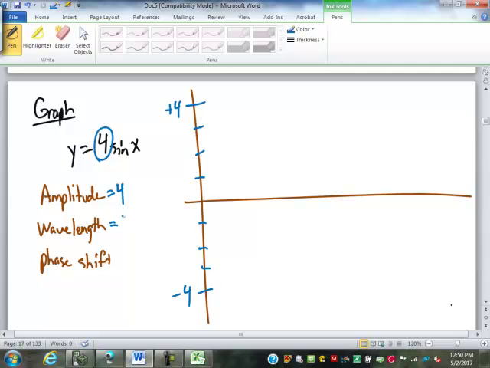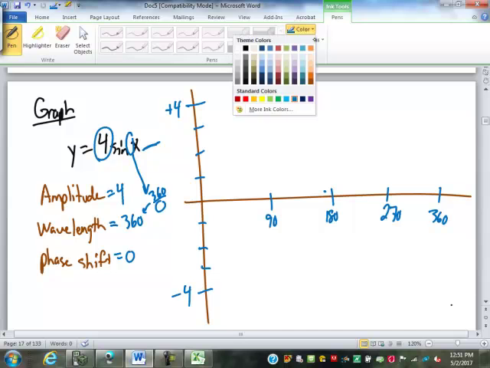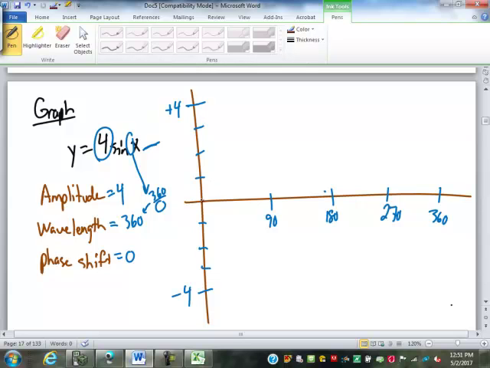The wavelength here is 360. That's whatever number's in front of the x. You take 360 divided by that. That gives you that wavelength. So this is going to be 1 complete cycle in 360 degrees. And the phase shift is 0. There is none. The phase shift would be a number added or subtracted to the angle out here. So we're going to start out here, 4 at 90, 0 at 180, negative 4 at 270, 0 at 360.